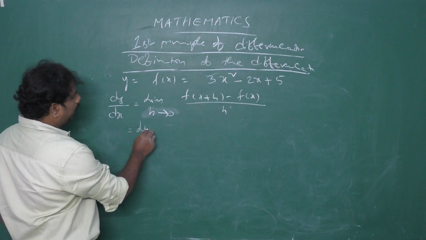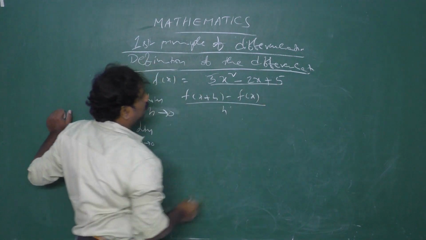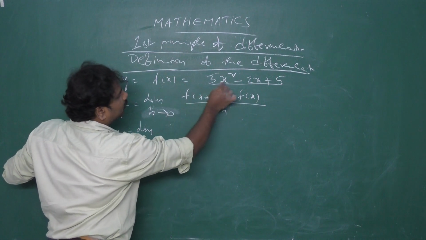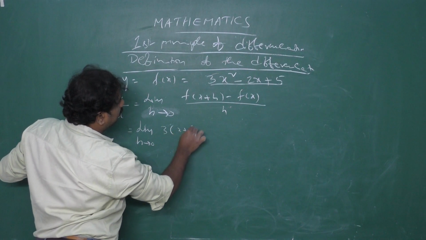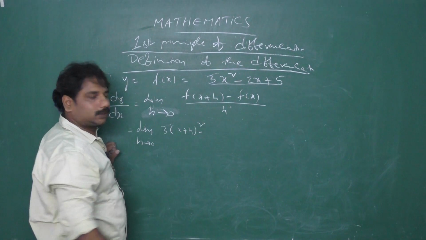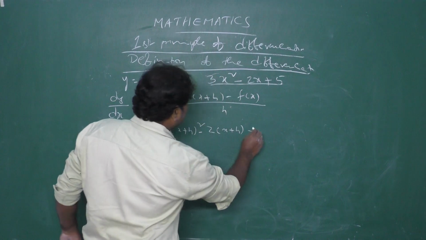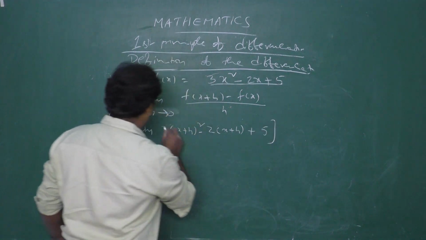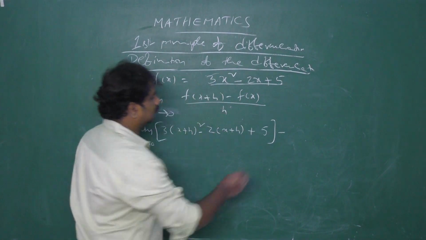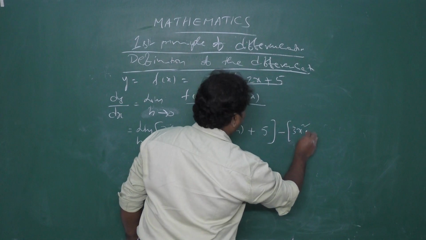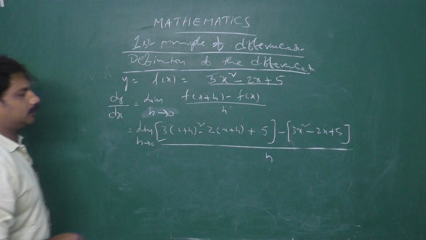Limit h tends to 0, f of x plus h. What is f of x plus h? Actually, f of x is 3x square minus 2x plus 5. So f of x plus h means 3 into x plus h whole square minus 2 into x plus h plus 5. This is the f of x plus h value, minus f of x, which is as it is: 3x square minus 2x plus 5, whole by h.